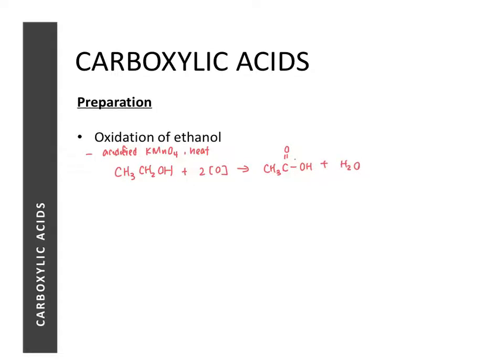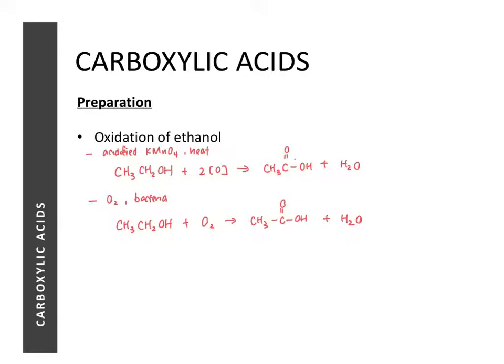The second way that we can do it is by air, oxygen in air, but you need bacteria to act as a catalyst. So in this case, the same reaction will happen. Your ethanol will react with oxygen in air to form your acid. Okay, so the method for preparing carboxylic acids will be to oxidize an alcohol.